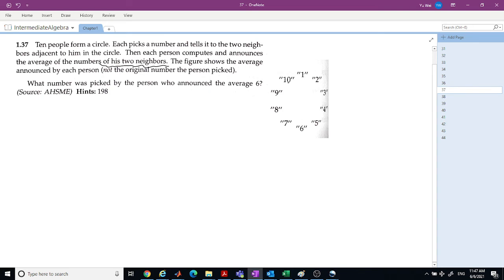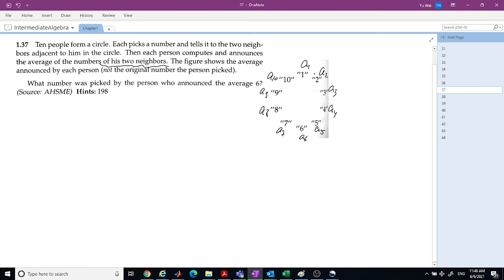The number 1 is the average of this number and this number. 2 is the average of this number and this number. 3 is the average of this number and this number. So the figure shown below is the average announced by each person. So the number was picked by the person who had the average of 6. Now let's see. The original numbers are A1, A2, A3, A4, A5, A6, A7, A8, A9, and A10.